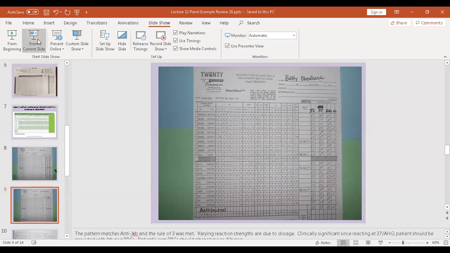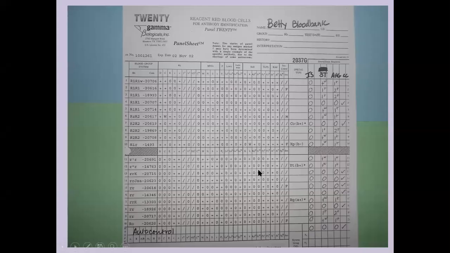The next one, Betty Blood Bank, okay, is one you could also practice with, and I gave you a lot to practice with. So this one is different, okay? Here we see reactions at 37 degrees and AHG, and they're getting stronger.